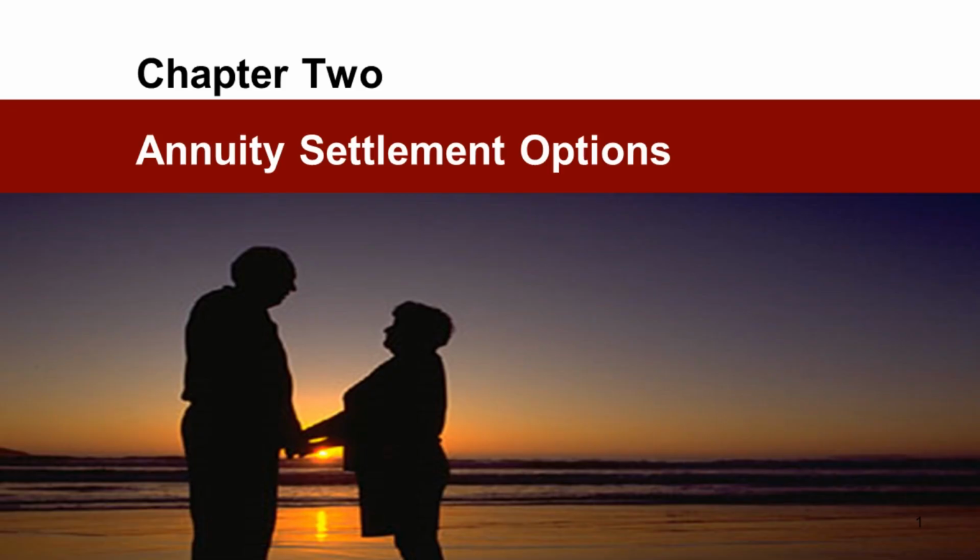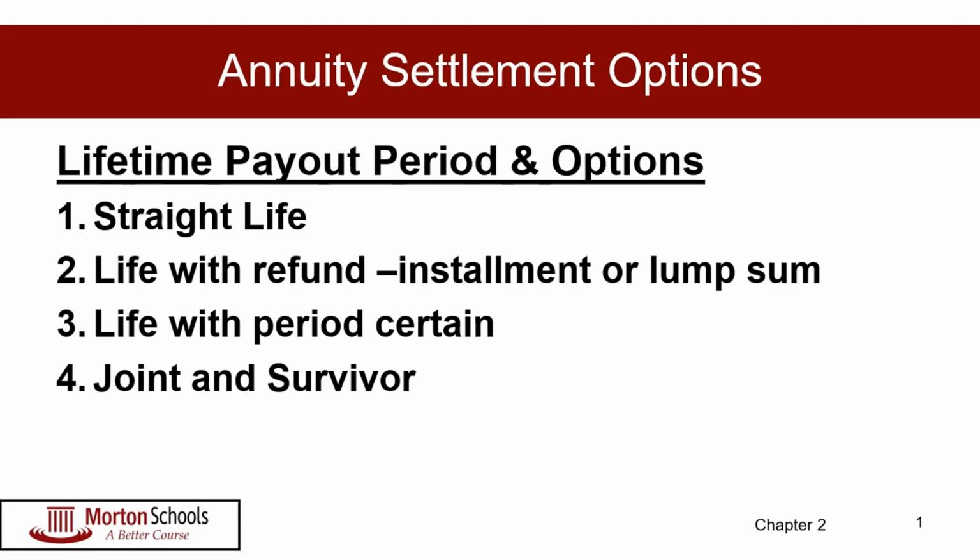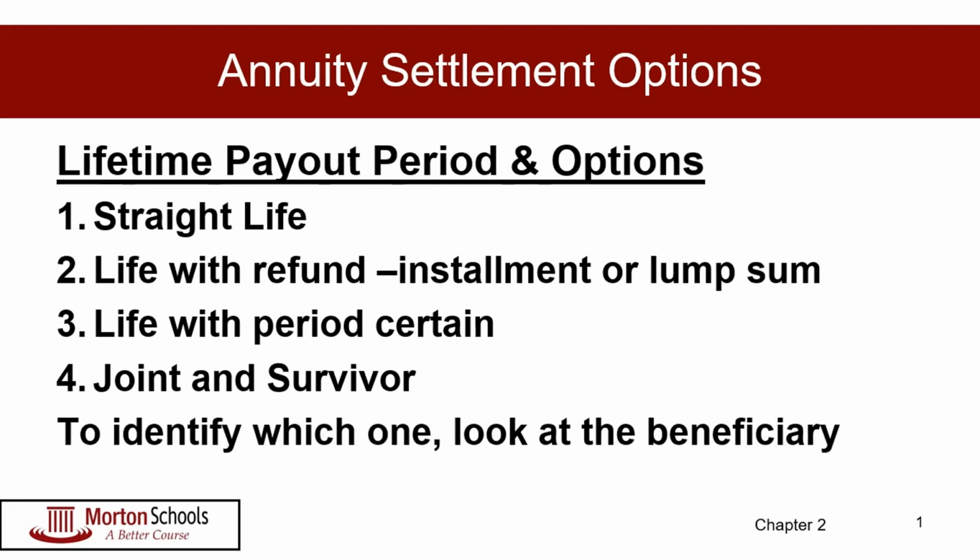Chapter 2, Annuity Settlement Options. Let's delve into the various payout options available. The third characteristic that we use to identify the type of annuity is which lifetime payout option the annuitant chose. There are 4 lifetime payout options. All 4 provide lifetime income to the annuitant. In order to know which option the question is asking about, we must look at what happens for the beneficiary, not the annuitant. Lifetime payout options include straight life, life with a refund, life with a period certain, and joint and survivor.